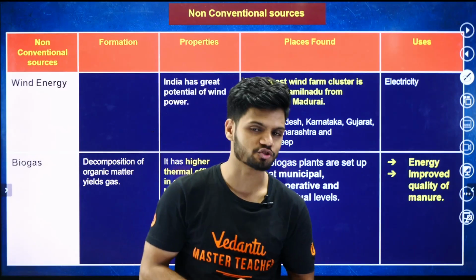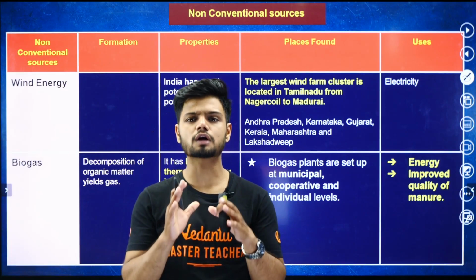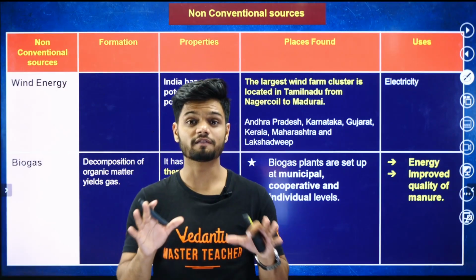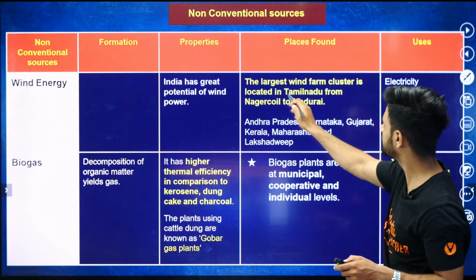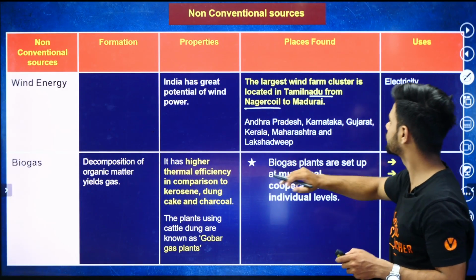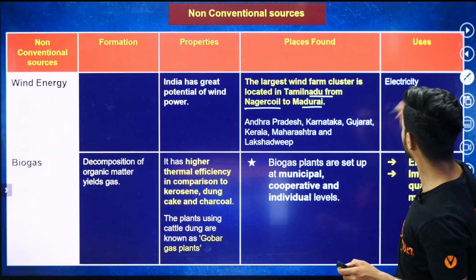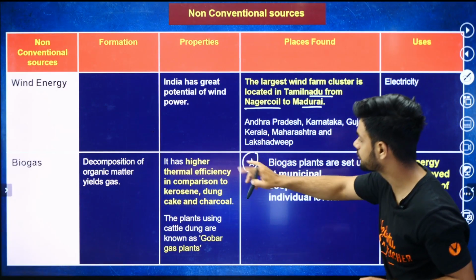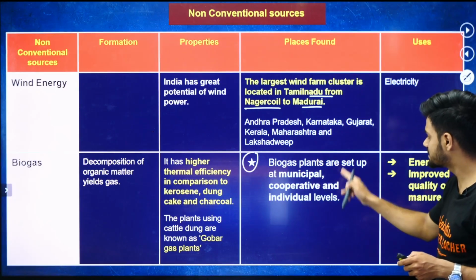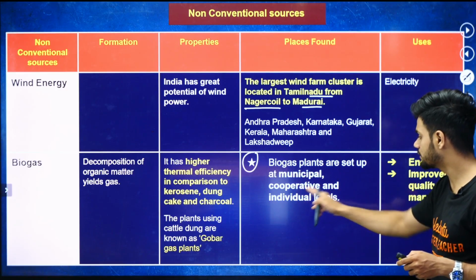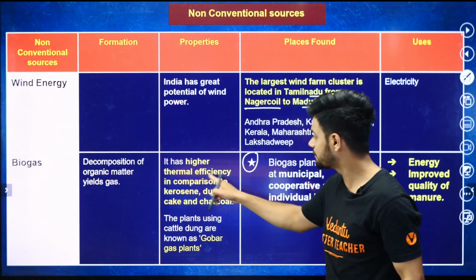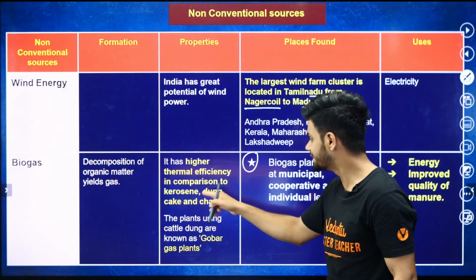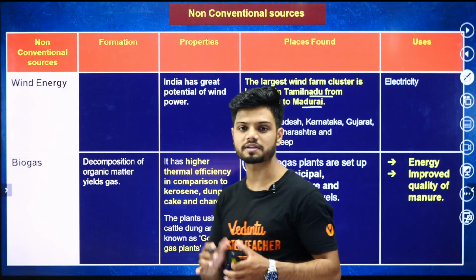The next one is wind energy. Remember, students, India is among the largest users of wind energy, right? The largest wind farm clusters are located in Tamil Nadu, from Nagercoil to Madurai. Now, star statement, very important. Biogas plants are set up at municipal, cooperative, and individual levels. It has higher thermal efficiency in comparison to kerosene, dung cake, and charcoal. That is why biogas is better.